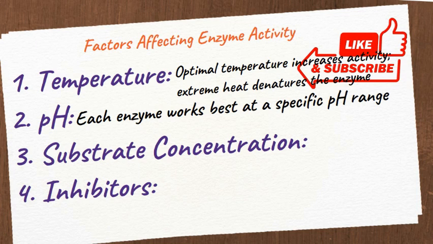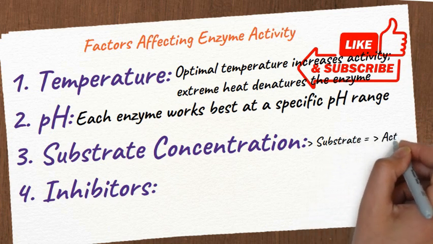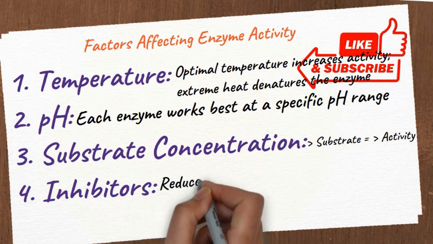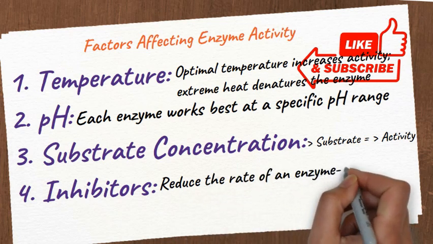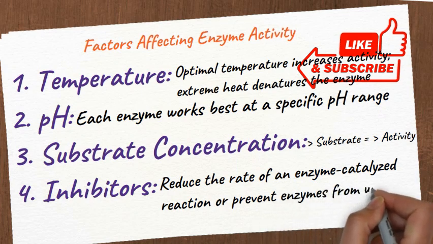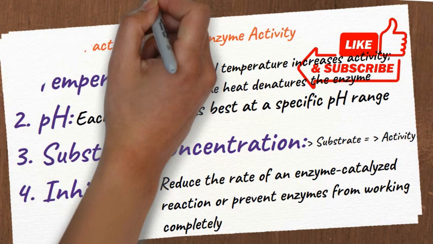So, substrate concentration. Higher substrate levels will increase the activity of enzymes. And then finally, inhibitors. Inhibitors are molecules that interact with enzymes. It can either be permanent or temporary, and either reduce the rate of an enzyme catalyzed reaction or prevent enzymes from working completely.